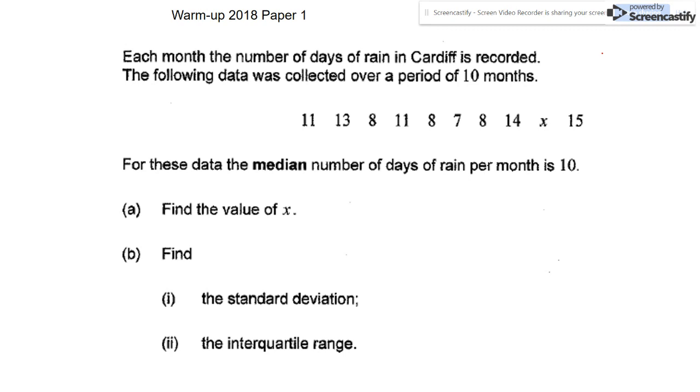So to find the value of x, we have to figure out where that value of x fits into the order, because the median relies on the order of the data. To put the numbers in order, we have to figure out where that x fits in. And if the median is 10, that means it has to be between the 8 and the 11.